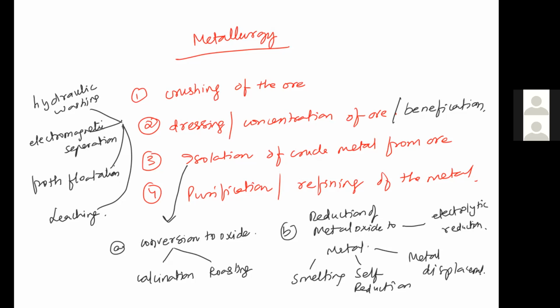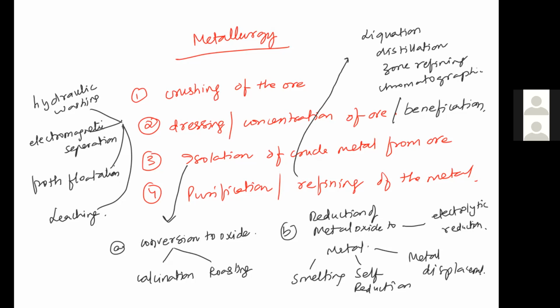Purification, again we have, see, these are all for the fourth one. For purification, what happens? You have liquation, distillation, zone refining, chromatographic methods, vapor phase refining, that's it. Like, see, this is an outlook of what we are going to learn.